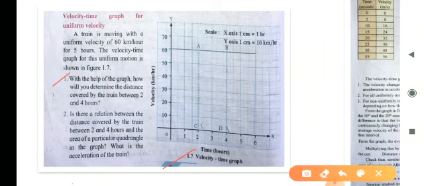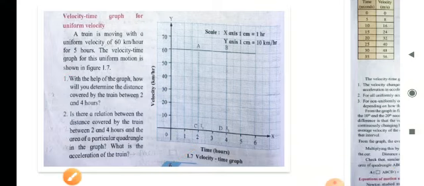Now, second question is, what is the acceleration of the train? So the acceleration of the train is 0 here. How? Because acceleration is equal to final velocity minus initial velocity upon time. So 60 minus 60 upon 2, that is equal to 0 meters per second squared.